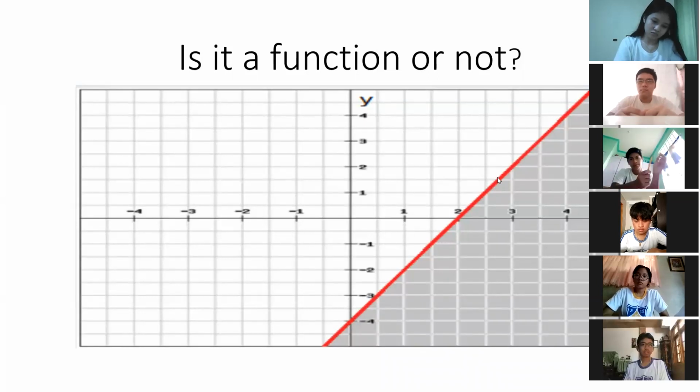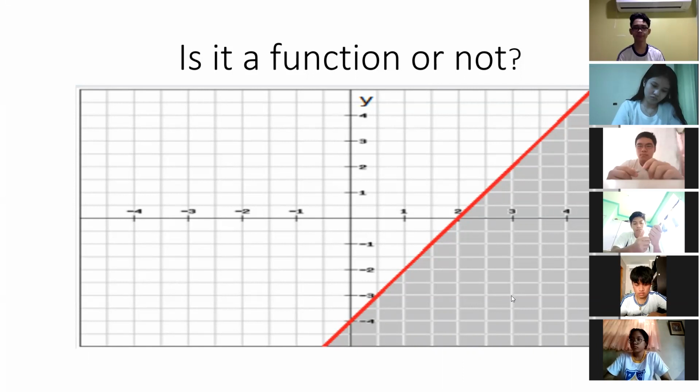Once it goes beyond the red line, as it goes downwards, it will generate infinitely many points of intersection. Since the line itself is composed of points, and this area is all solution set, the solution set of a linear inequality is not a function. Okay? This is not a function.